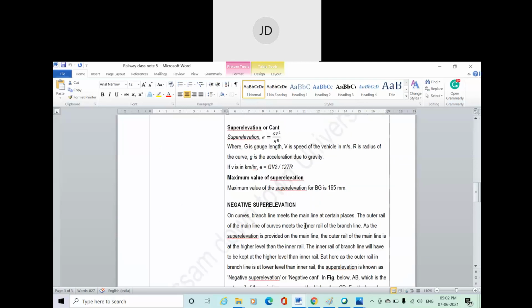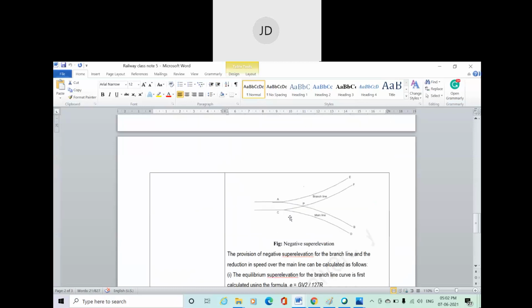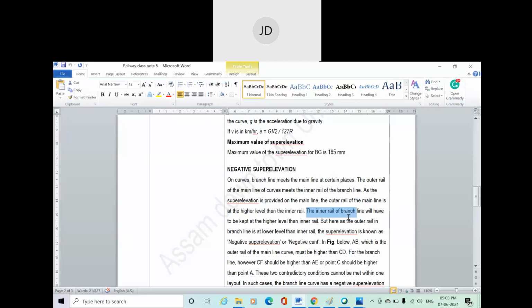So on a curve, the outer rail of the main line of the curve meets the inner rail of the branch line. As the superelevation is provided on the main line, the outer rail of the main line is at a higher level than the inner rail. That means when we talk about the main line, here you can see this is the outer rail. This outer rail is at a higher elevation compared to this inner rail. Fine. The inner rail of the branch line will have to be kept at a higher level than the other rail.